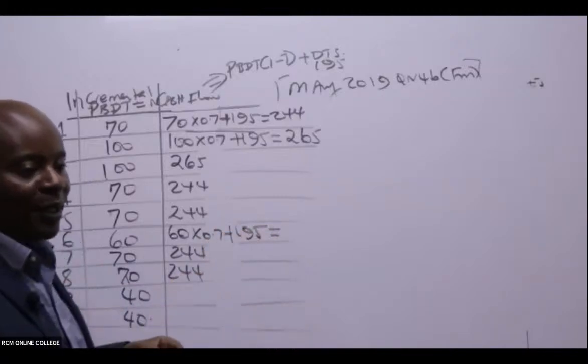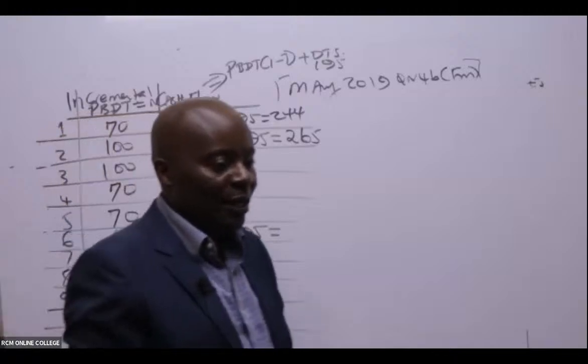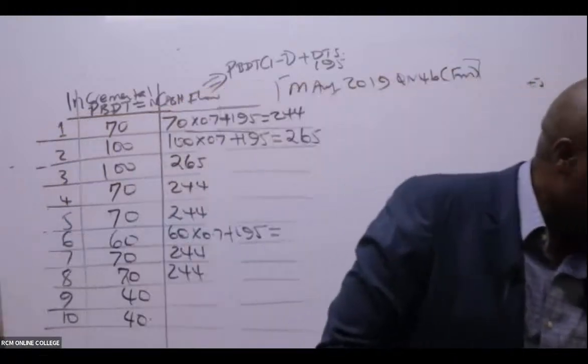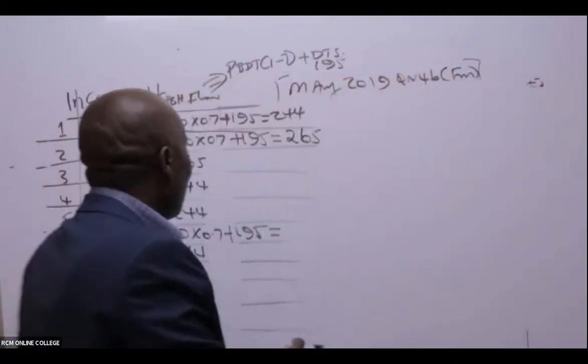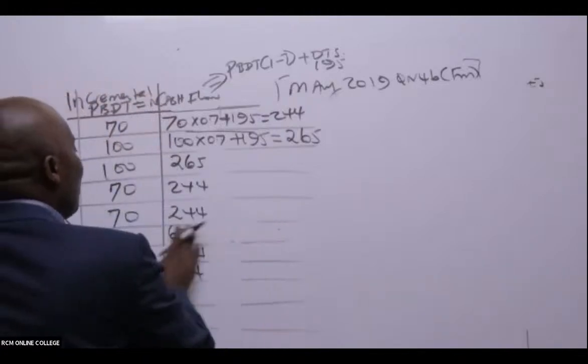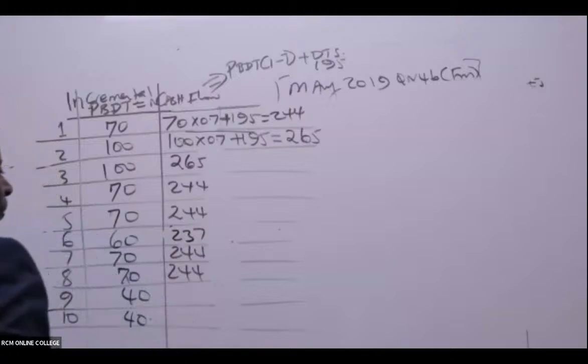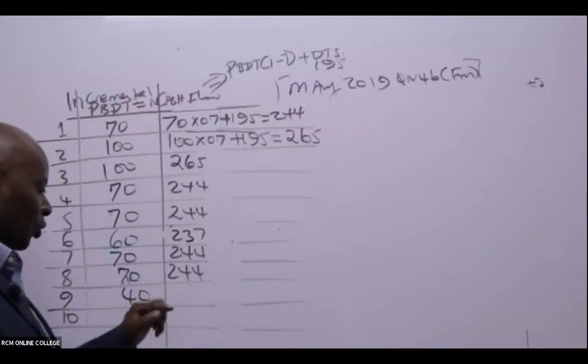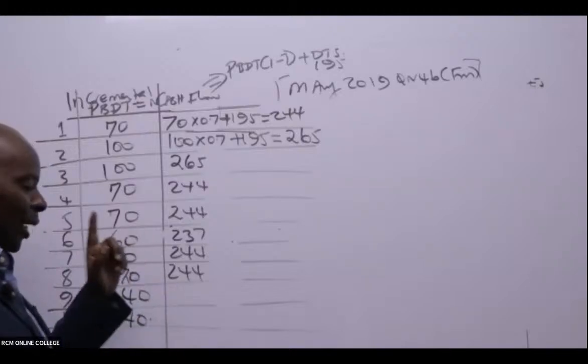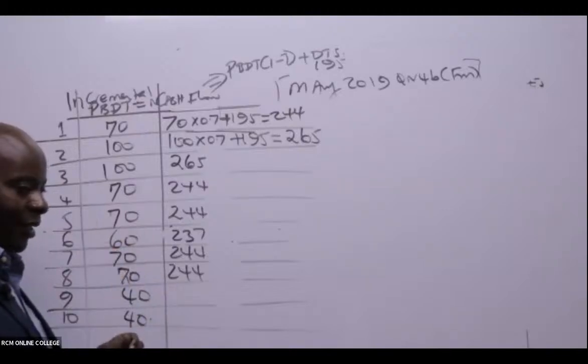60, yeah, what figure are we getting there? 237. They are telling me, Mwalimu, even that one just rub. We have an answer for the 60: it is 237. How about for the 40? 40 less tax of it, 40 times 0.7 plus 195, so this gives us 223.